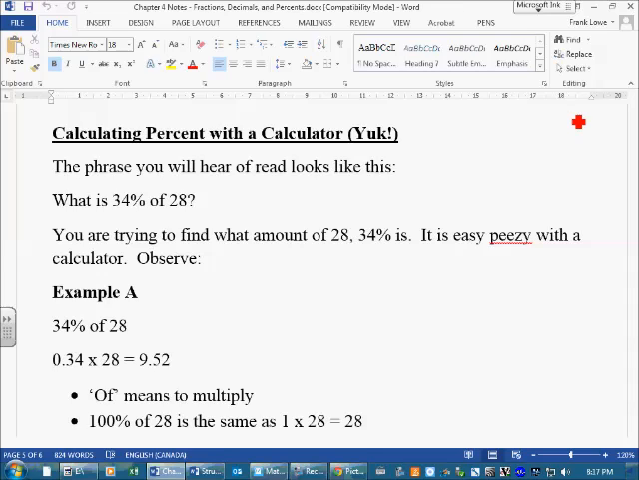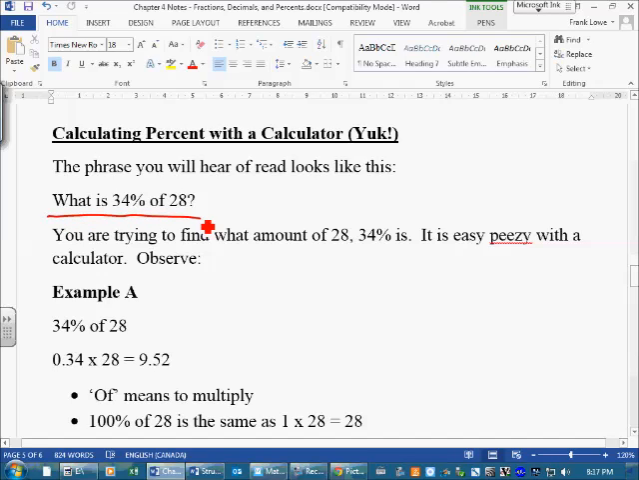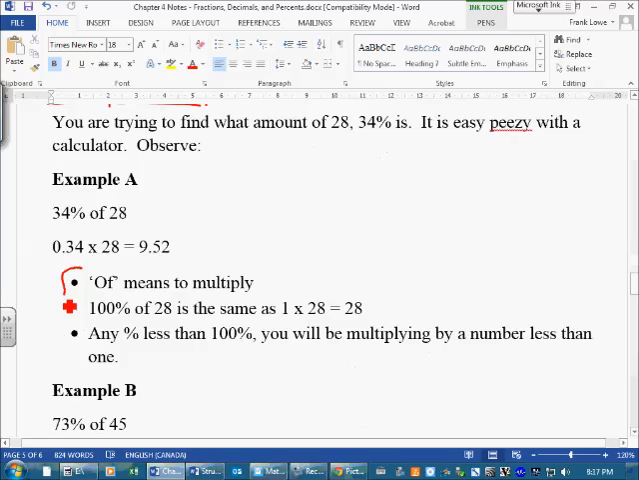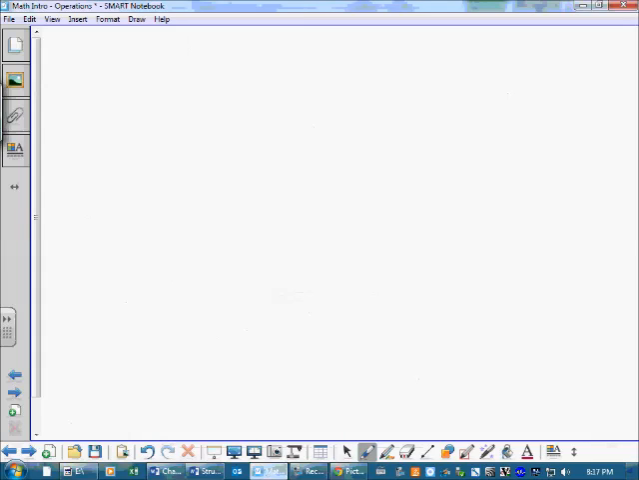Now the phrase you're going to see fairly frequently is something that looks like this. What is 34% of 28? That's a typical percent of a number. That's what we want to look at. Before I get going too far, I'm going to go over this on another page. So 34% of 28. Just bear with me a little bit here, and hopefully this will make a little bit of sense to you.